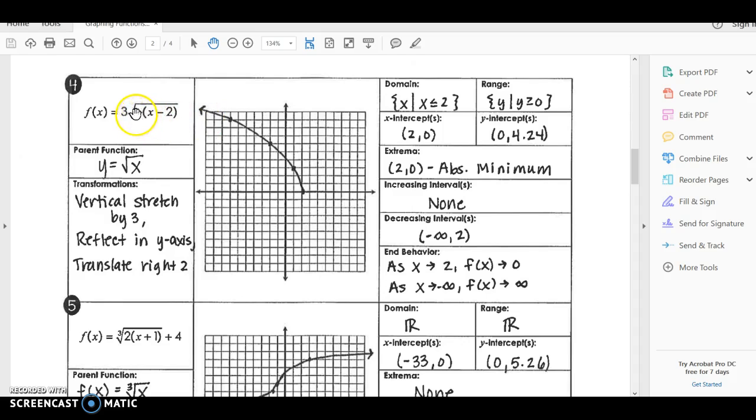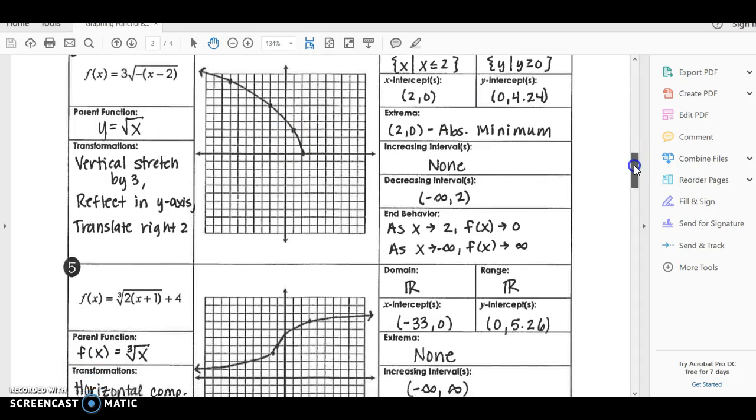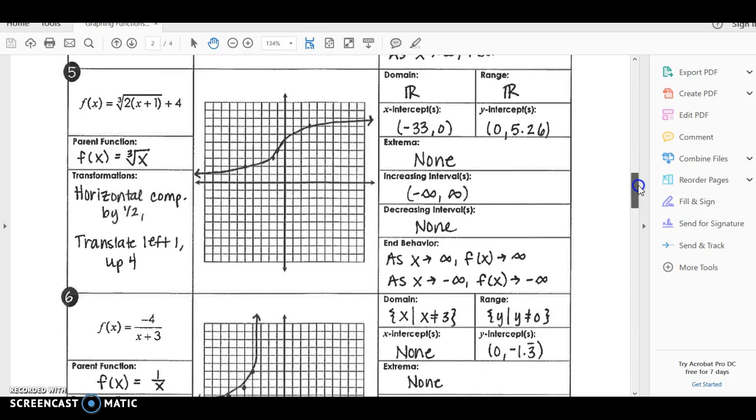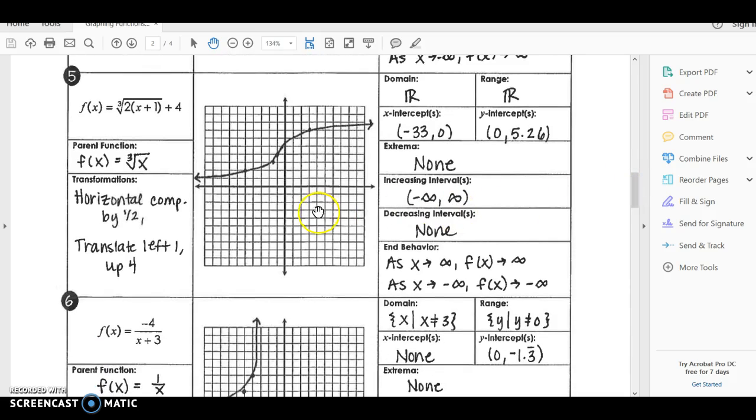There's a negative inside the square root. Inside means it reflects across the y-axis. And then this -2 shifts it 2 units to the right, so it moves over 1, 2. So all of these numbers and signs just change the position and stretches it a little bit of where it is, but it's still a square root function.